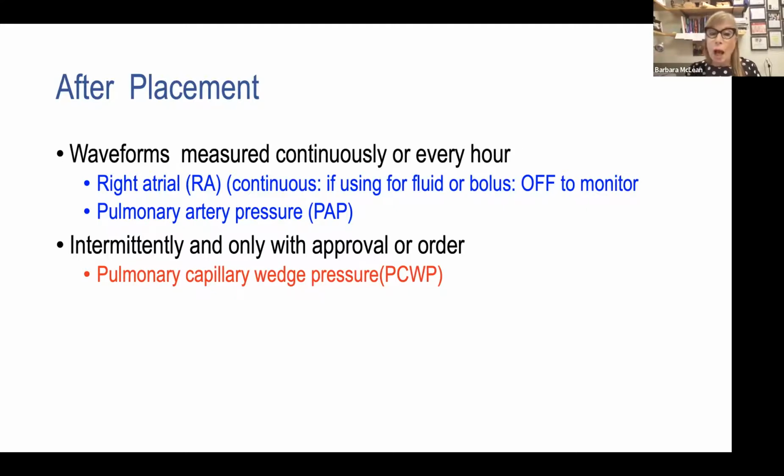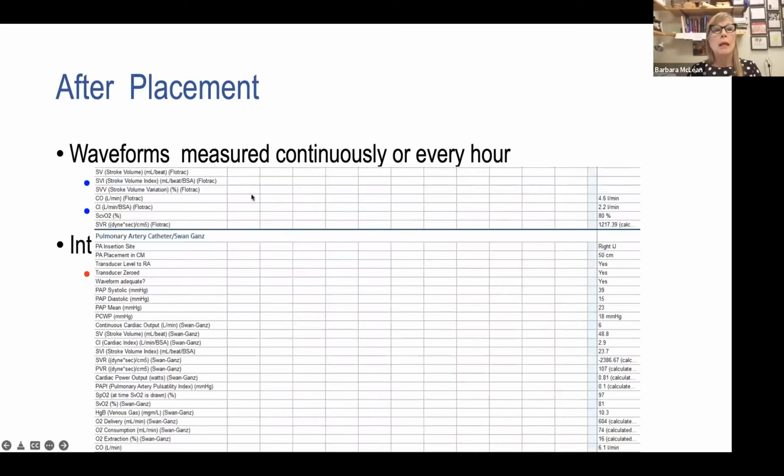And if you're not able to do it continuously or document it or evaluate it continuously, you need to be sure you're documenting it every hour. And then intermittently, and only with approval or an order, the nurse can inflate the balloon that sails the catheter forward into the occlusion position, which means I no longer see the PA pressure. I'm only looking now at the pressure in the pulmonary veins, which will terminate in the left atria, which then fills the left ventricle. So that's really, really important.